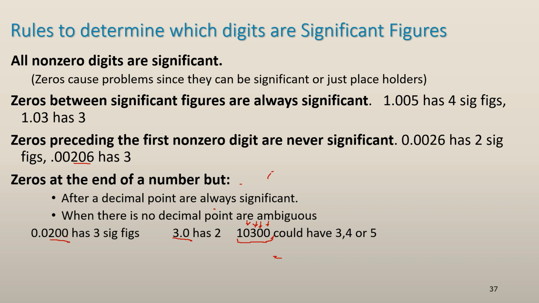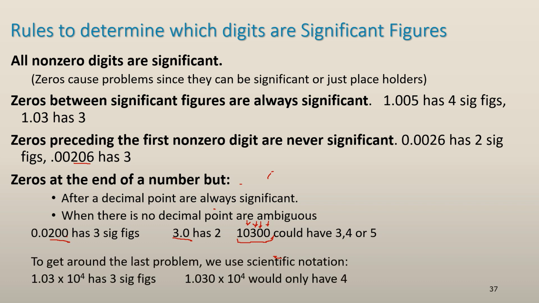A lot of times to get around that ambiguity, we put numbers into scientific notation because then you're forcing the decimal place and then you can determine it. So if instead of 10,300, I wrote 1.03 times 10 to the 4th, then I know it's only 3 significant digits. Those last 2 zeros were just placeholders. But if I wrote this number, 1.030 times 10 to the 4th, I'm telling you, I measured it that precisely to that 3rd decimal place. And so let's count that as a significant digit.